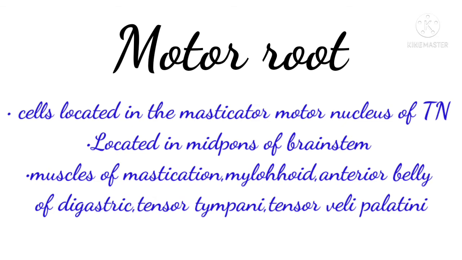Motor root arises from the cells located in the masticator motor nucleus of the trigeminal nerve. Motor root is located in the mid-pons of the brainstem and it supplies the muscles of mastication such as temporalis, masseter, medial pterygoid, lateral pterygoid and mylohyoid, anterior belly of digastric, tensor tympani, tensor veli palatini. These are supplied and it is often called the masticatory nerve.